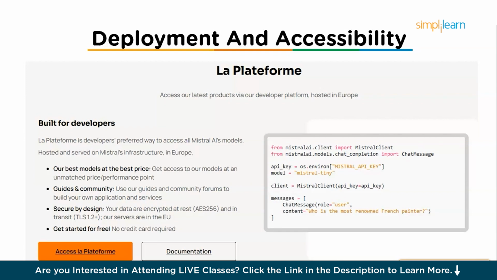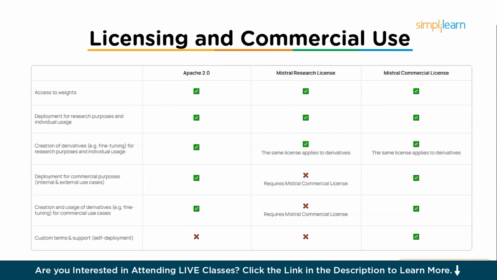So now let's come to licensing and commercial use. Mistral AI provides flexible licensing options to cater to different user needs. Premier models are available for experimentation under the Mistral Research license and can be taken into production with a commercial license. Free models are accessible under the Apache 2.0 license, promoting open source use and collaboration.